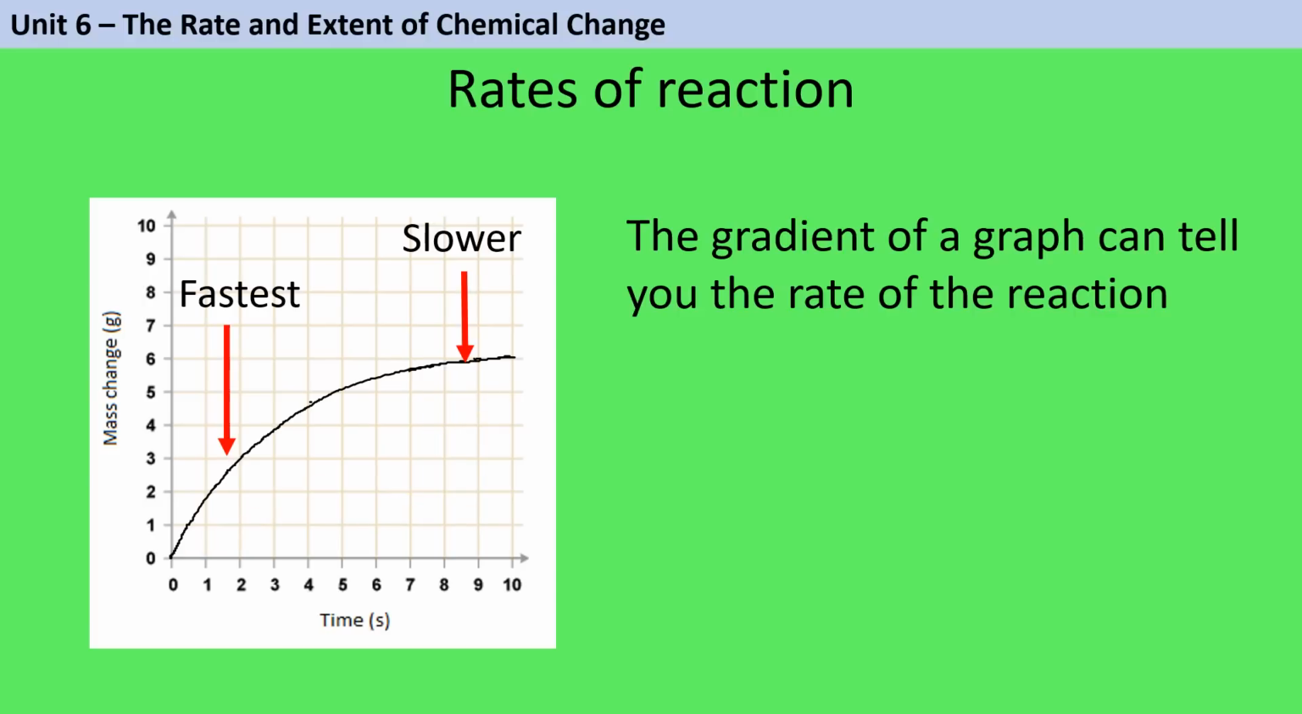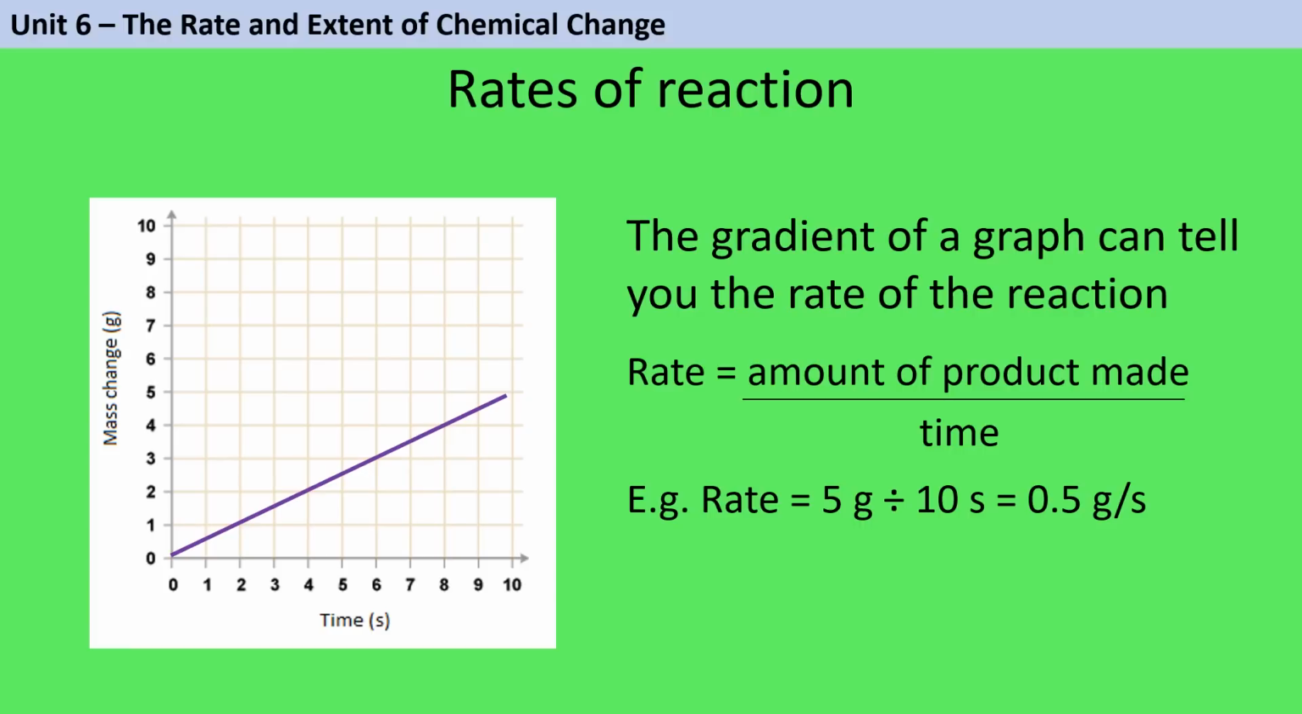On a curved graph like this one, the rate is changing, and we can make a qualitative statement about how at the start of the reaction the rate is faster because the graph has a steeper gradient, and then gradually the rate slows down. By calculating a numerical value for the gradient, we can calculate the rate.